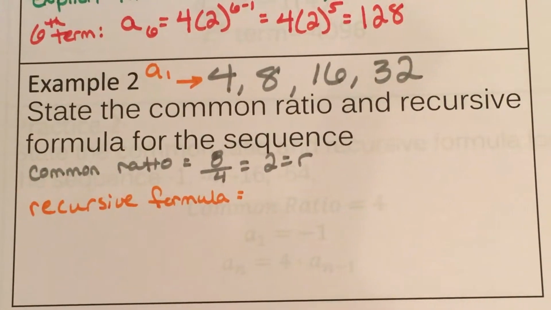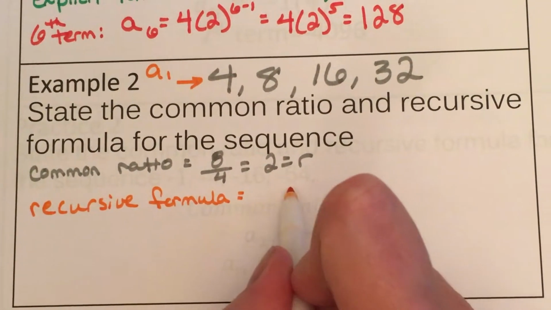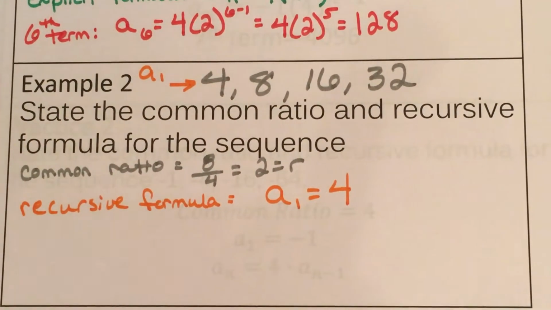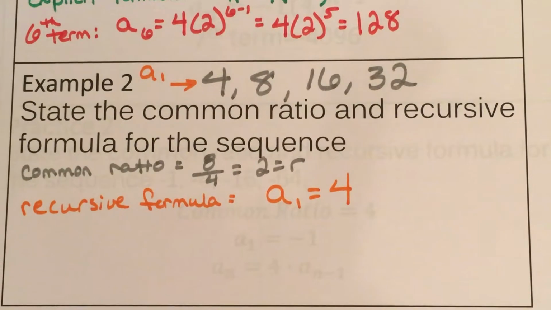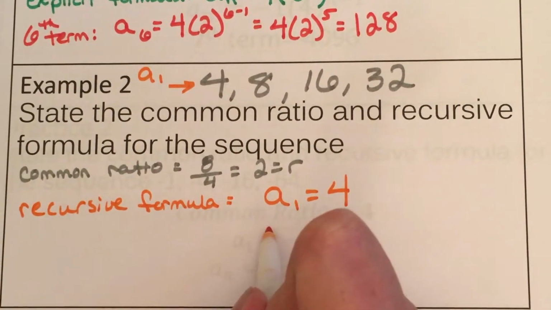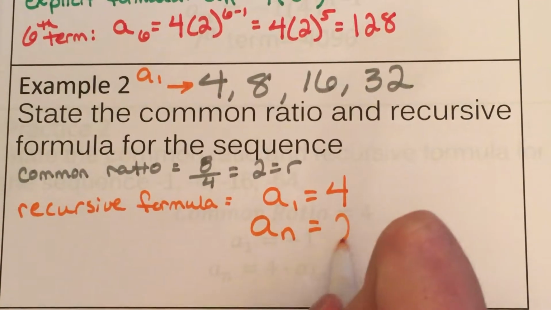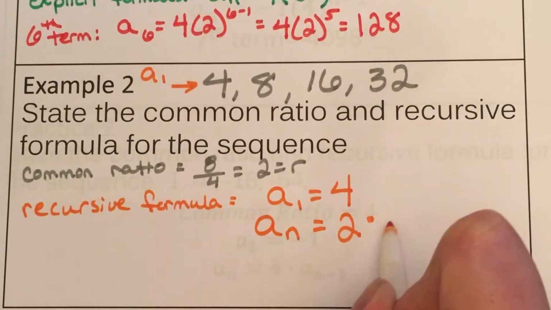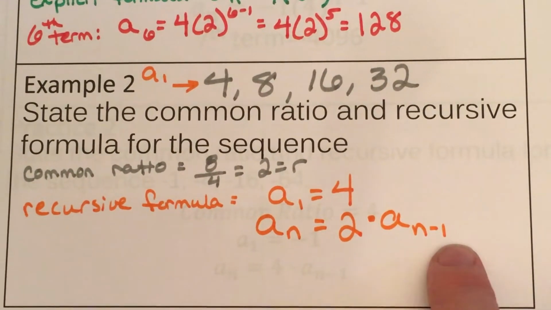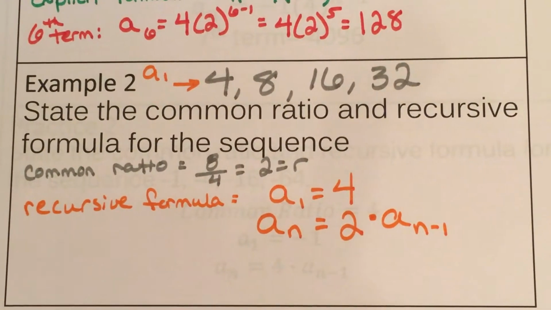So the recursive formula is an acknowledgement of, hey, a sub 1 is that. So you have to announce that's what it is. We've announced it. And then you just say, so if I'm going to use that, I would put in my R, which is 2, times the previous step, a sub n minus 1. And that's it. I mean, there's not really a lot to do.